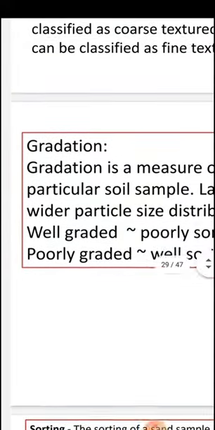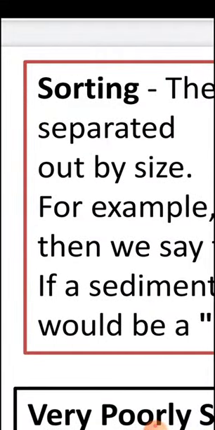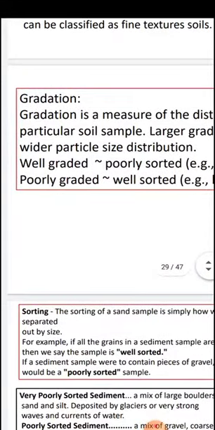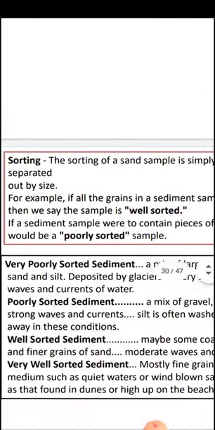Similarly, if we say a soil is well sorted, it means the soil is going to have only one category of the components, whether it has only sand, only silt, or only clay. So that will be called well sorted. Just focus on well sorted and well graded, and the other end you can easily define. Well graded is poorly sorted. Poorly graded is well sorted. So please keep it in your mind while describing.